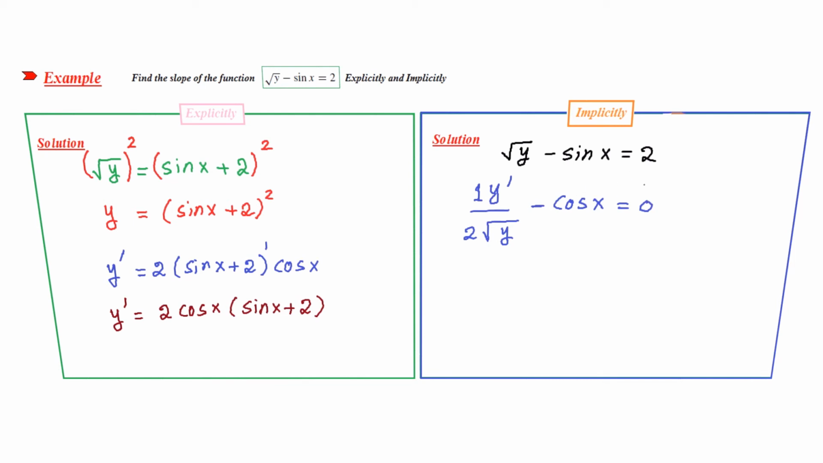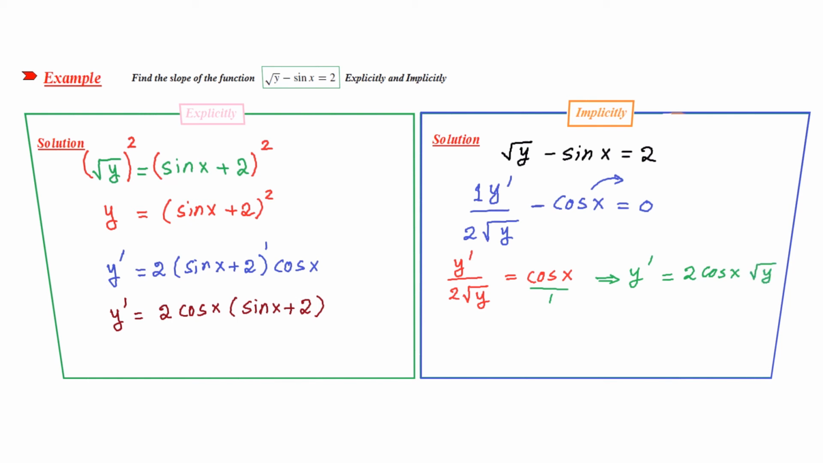Now move negative cosine x to the right hand side, and you will get y prime divided by 2 square root of y equals cosine x. We can write cosine x as cosine x over 1 to do cross multiplication. By cross multiplying, y prime times 1 equals y prime, and 2 square root of y multiplied by cosine x equals 2 cosine x times square root of y.